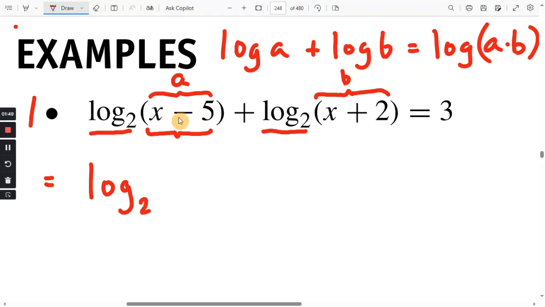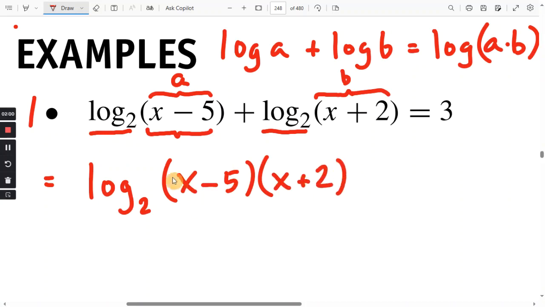So log base 2 of x minus 5 times x plus 2. I'll put brackets around both binomials combined because you're taking the log of both of those multiplied by each other, and that still equals 3.